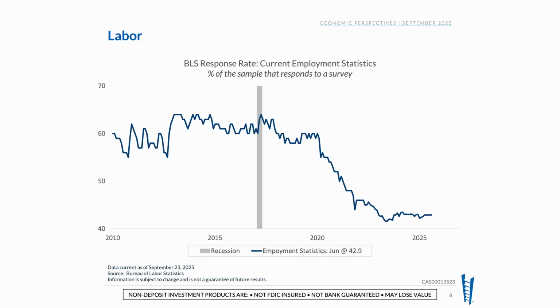The major reason for the larger revisions is the poor response to the survey. This chart shows the response rate hovering around just 40%. That's about 1/3 less than the rate was before the pandemic. Without that data, the BLS has to make estimates. Sometimes those estimates need to be adjusted.